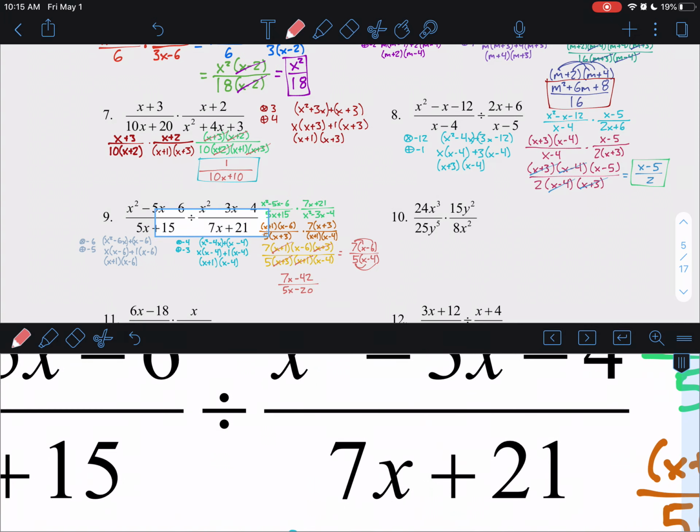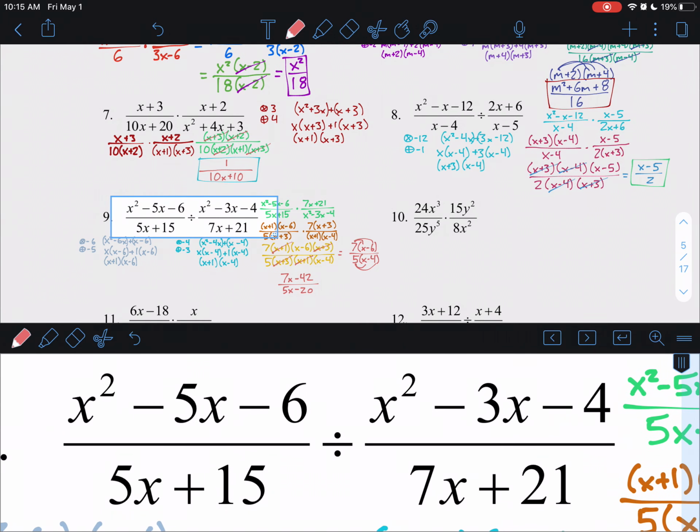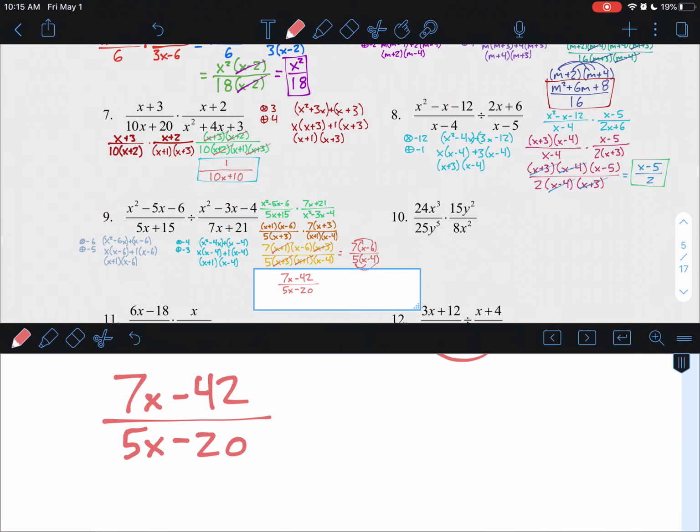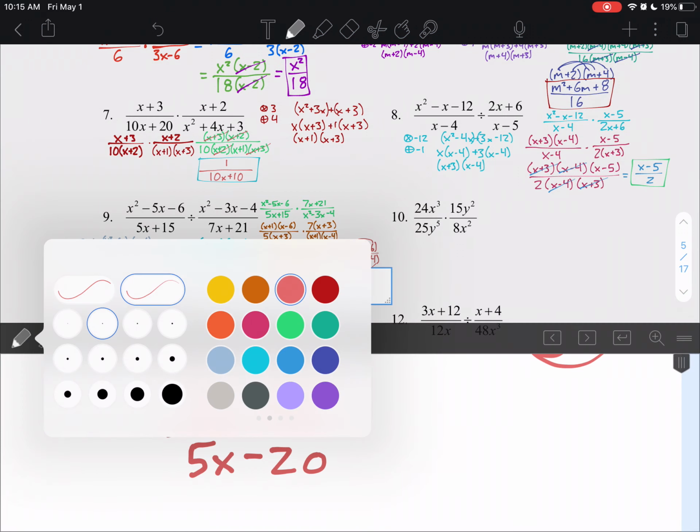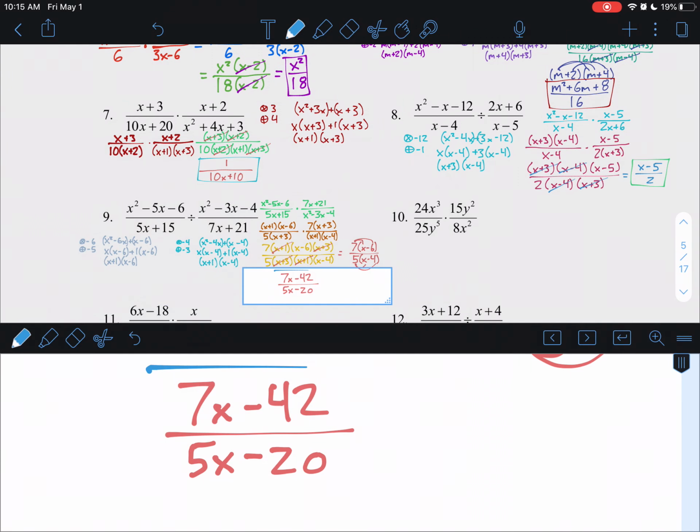So that means x squared minus 5x minus 6 over 5x plus 15 divided by x squared minus 3x minus 4 over 7x plus 21 is 7x minus 42 over 5x minus 20. That's it. It can't be simplified anymore. That's my entire answer.